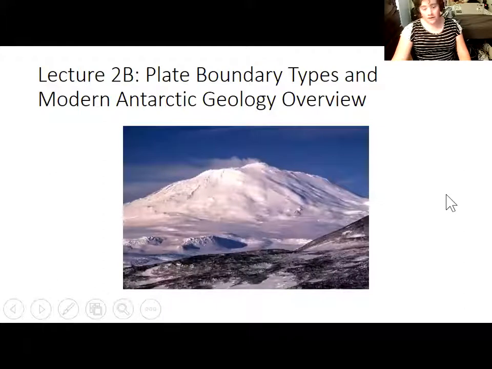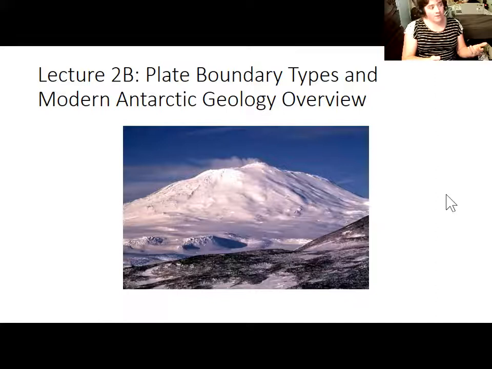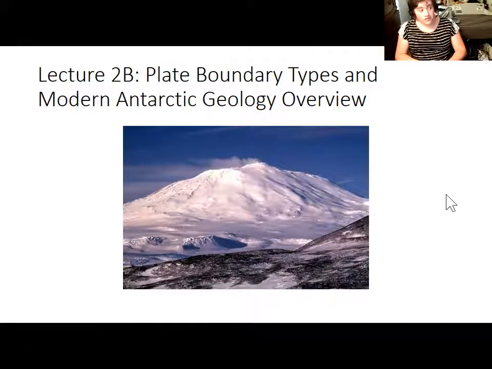That's it for half one. For the second half, I'm going to talk about the different types of plate boundaries. We've already talked about how you have volcanoes at subduction zones and volcanoes at mid-ocean ridges. Those are two different types of plate boundaries, and it turns out how the volcanoes get made is actually kind of different, which is cool.